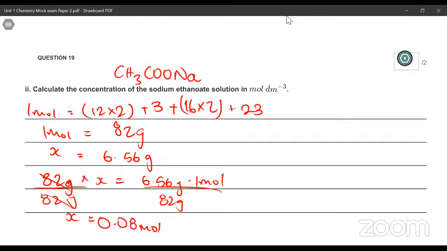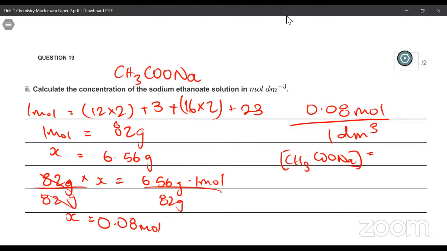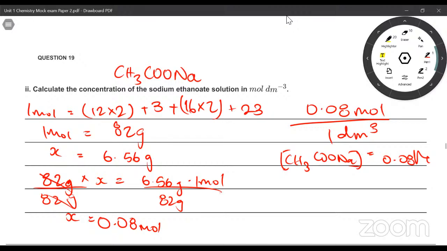right? And they told you that this was placed in 1 dm cube of solution. So the concentration is 0.08 mole per dm cube, because it's over 1 dm cube. So there you go. The concentration of CH3COONa, which is sodium ethanoate, is equal to 0.08 mole per dm cube, right?